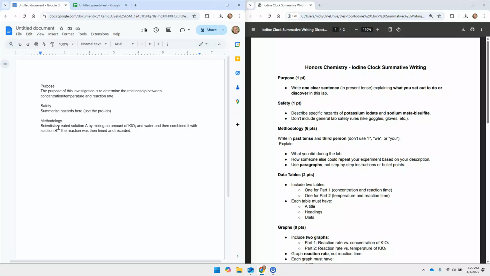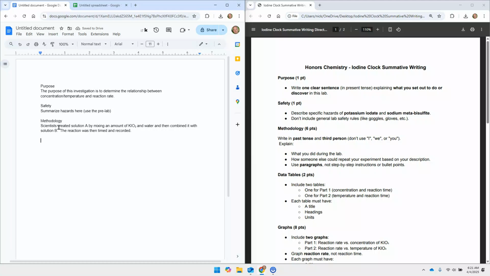And then for the temperature, we did several different things here. We did it with a cold water bath, we did it at room temperature, and then we did it with a hot water bath. So just summarize. It does not need to be very long because this lab didn't involve very many steps. We were just mixing solutions and then timing them. So a paragraph or two is fine here, but just summarize what you did.